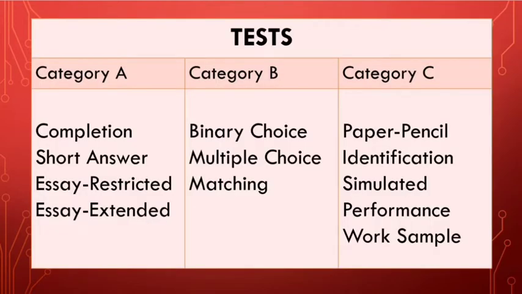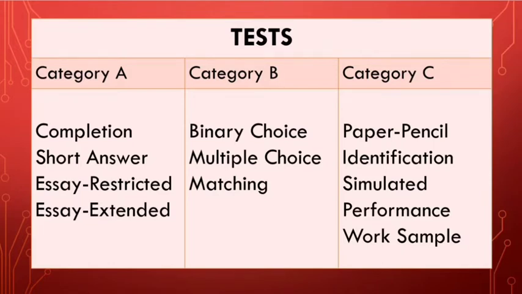Now on your screen, I would like you to study the different classification of tests, and they are grouped according to categories. So under category A, we have the completion type. Under category B, we have binary choice and the others. Under category C, we have paper, pencil, and the others. Now let us make a difference. Let us draw the line among these three categories. So for the first one, we have the completion type, short answer, essay restricted type, and essay extended type. What do they have in common?